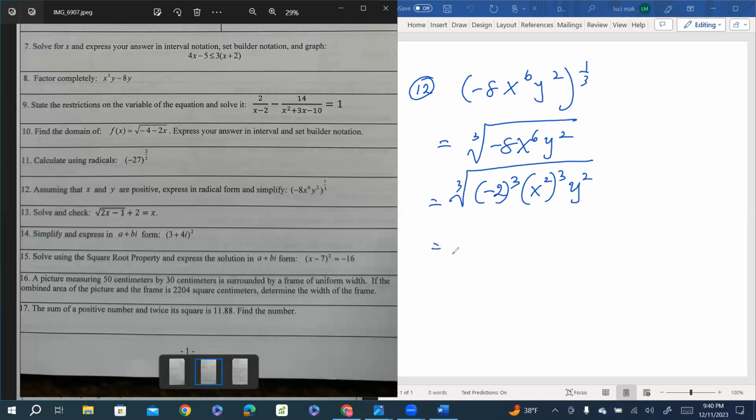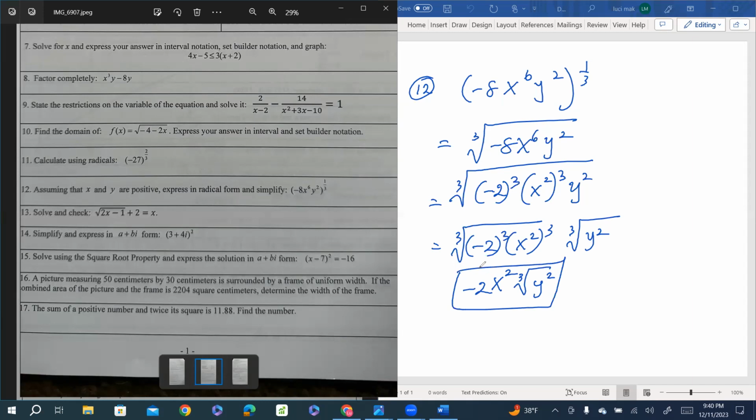So the cube root of -2 to the 3rd power, this cancels out and you get a -2. And then x to the 2nd power to the 3rd power, this 3 cancels out and gives you x squared. However, the cube root of y square cannot be reduced, so that has to be brought down. Now remember to write that 3 index here, otherwise it becomes a square root. So the answer is -2x squared cube root of y squared. All right, next question.